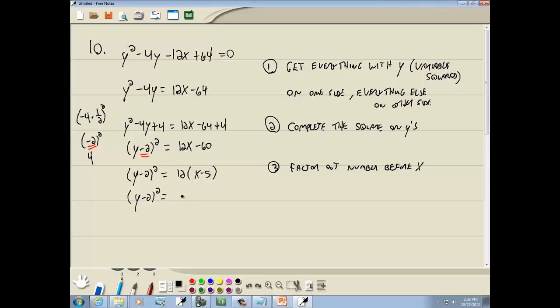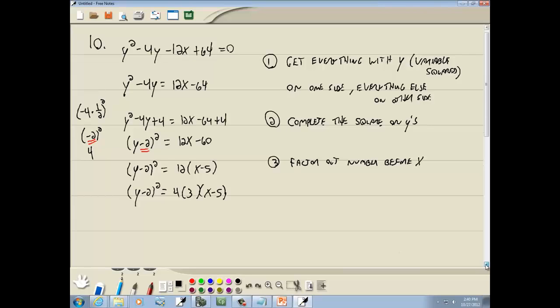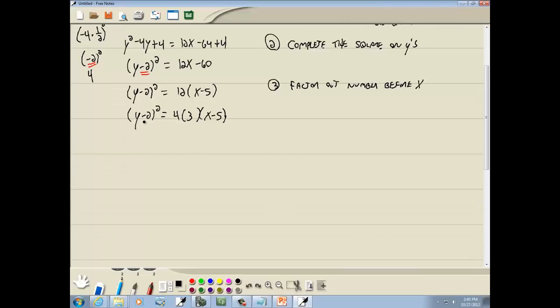So I got y minus 2 squared, and remember we want to rewrite the number out in front as 4 times something. Well, 4 times 3 would give us 12. This is our k, and it's opposite sign, so k would equal 2. This is our h and its opposite sign, so h is 5. And this is our p and its same sign, so p is 3.